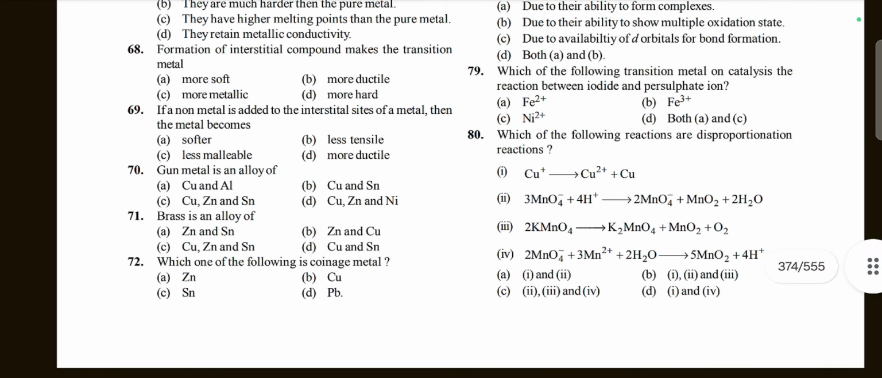Gunmetal is an alloy of Cu, Zn and Sn. Option C will be the answer. It contains 88% copper, 10% Sn and 2% zinc. Which one of the following is a coinage metal? So option B, copper.